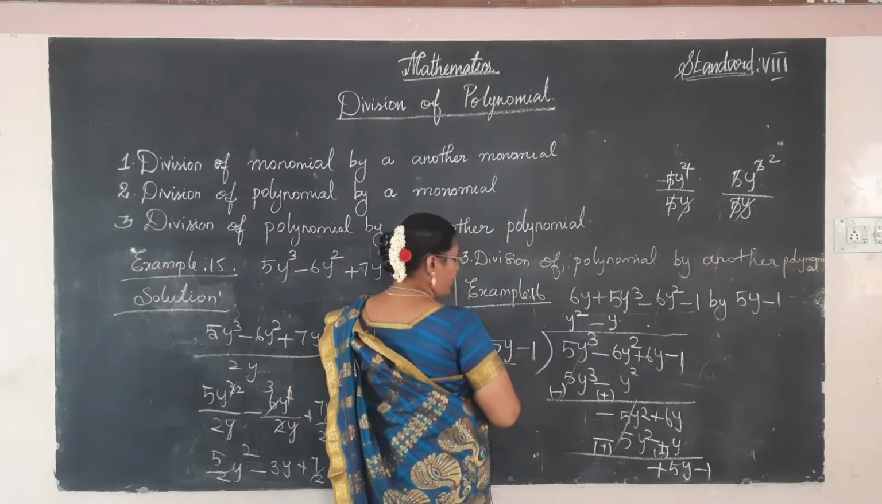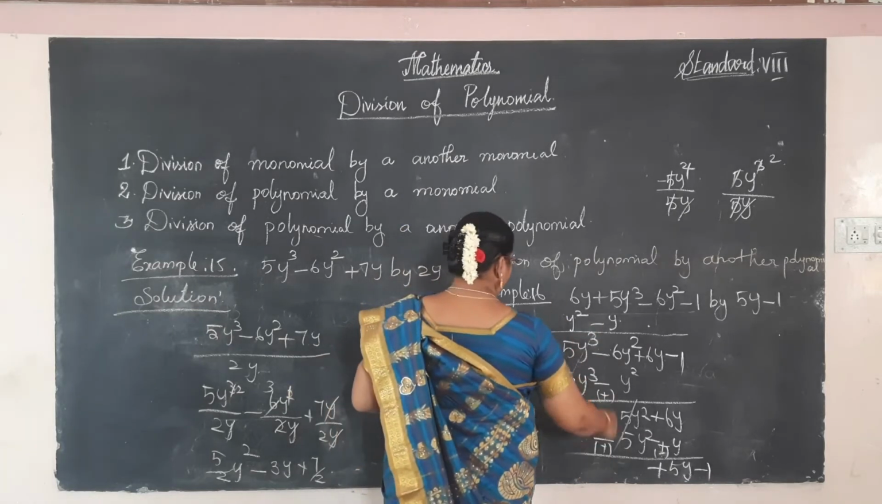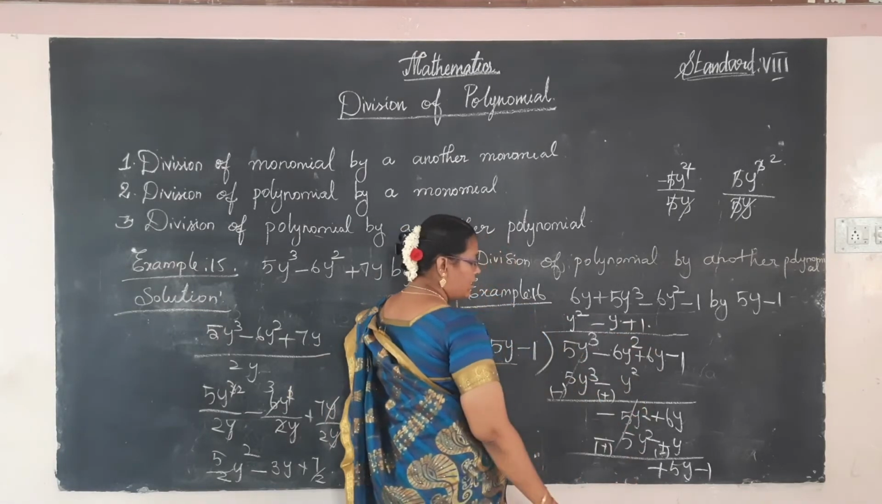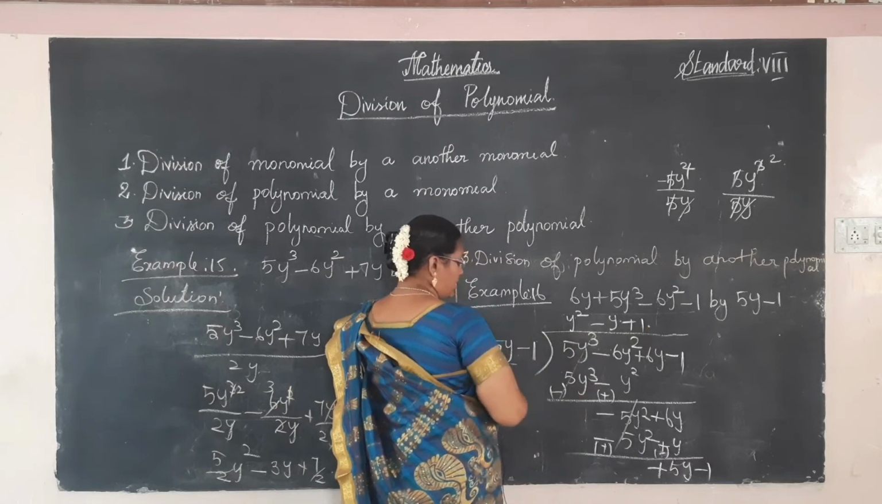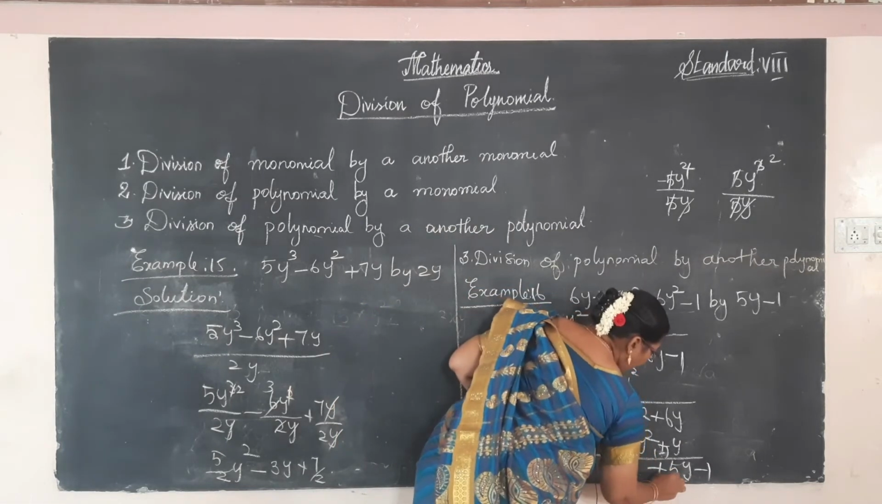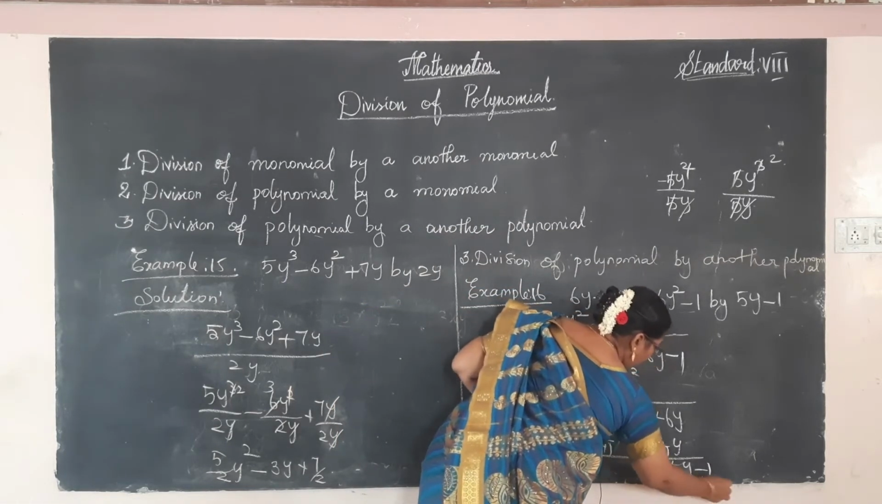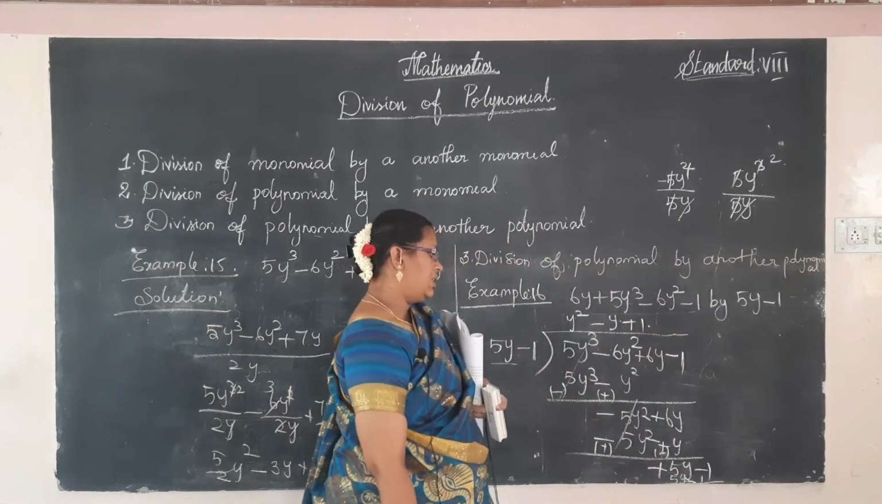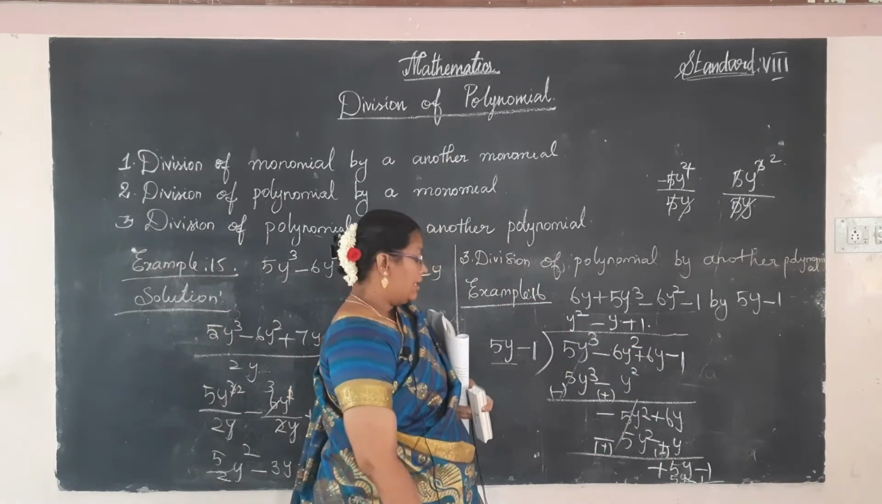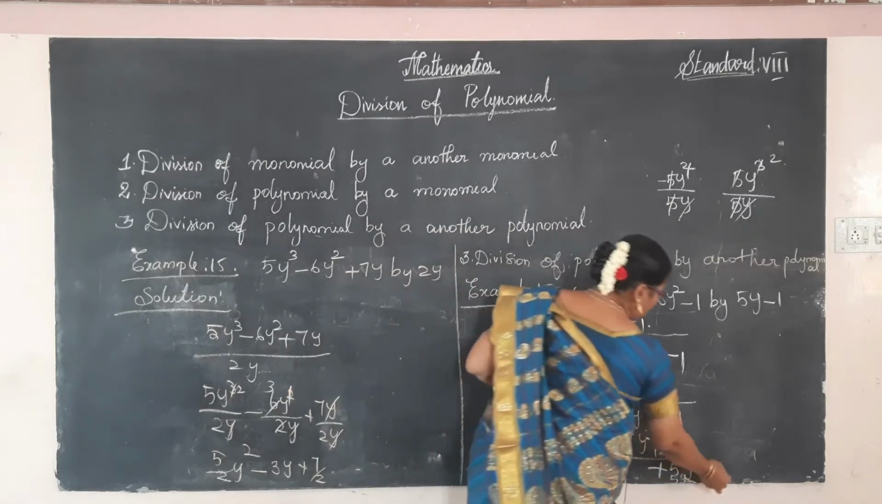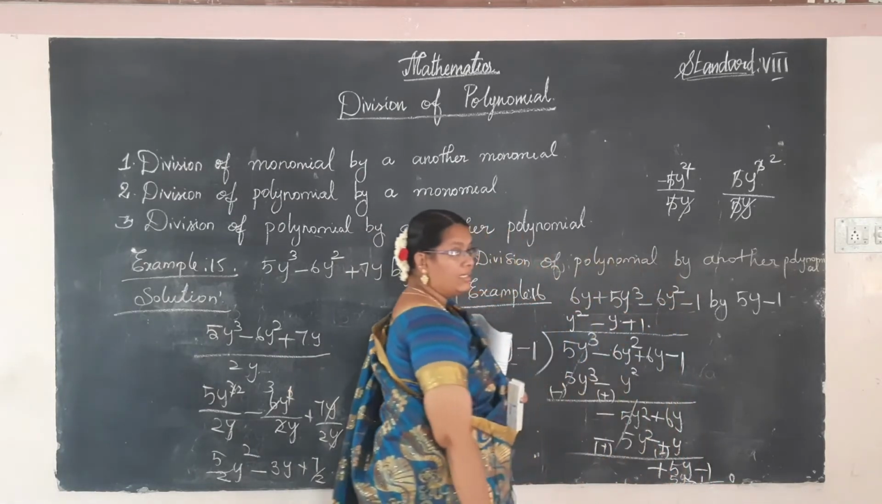5y divided by 5y, what do we get? 1, a positive value. Now multiply 1 by the divisor and we get 5y minus 1. Change the sign, and the term will be cancelled. So the remainder is 0.